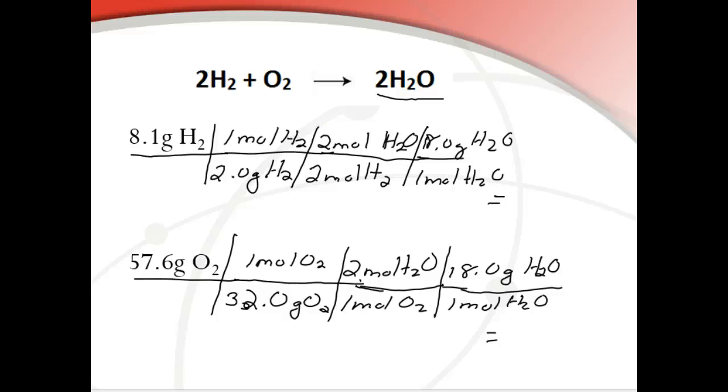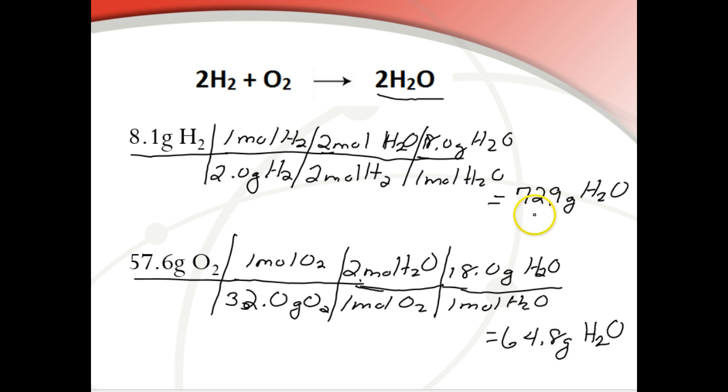Doing this calculation, we should get somewhere around 72.9 grams of water if we reacted 8.1 grams of hydrogen. And for oxygen, we should get something like 64.8 grams of water.